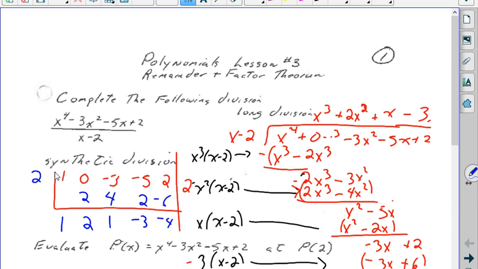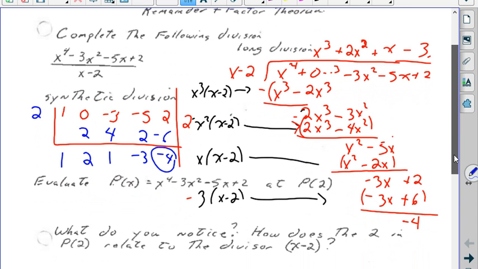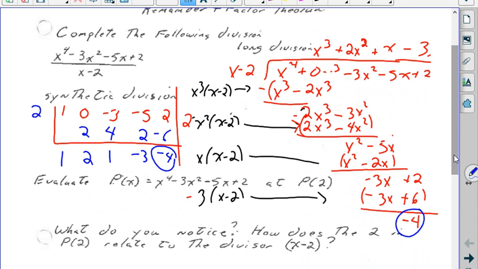It's easier. But what we're looking at right now is the remainder. The remainder is negative 4. We know that x minus 2 is not a factor of that polynomial, because the remainder is not 0.